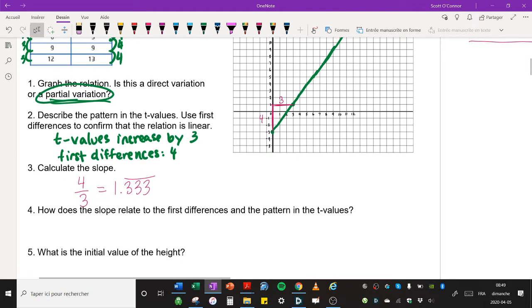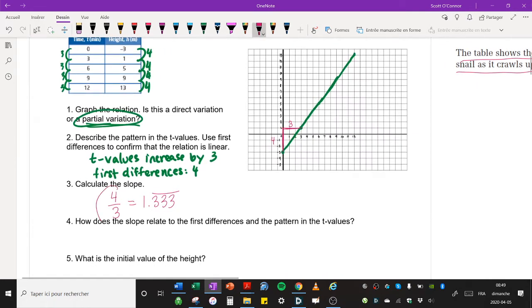Okay. How does the slope relate to the first differences and the pattern in the t values? Well, you should be able to see I got 4 over 3 here, and that 4 connects to the change in y here in the table of values. And the 3 connects to the change in t, or the pattern in the t values. So what you could say is that the 4 is the change in y, and the 3 is the change in x.